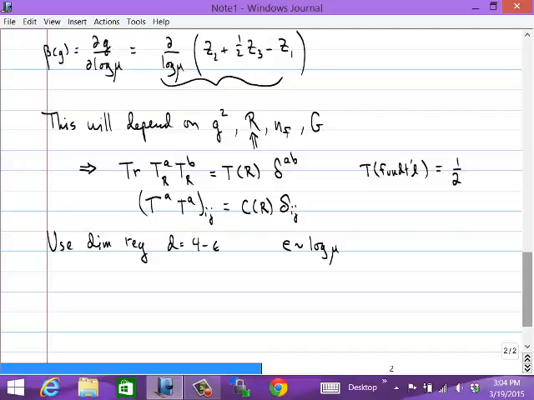Okay, so let's just go through one of these calculations in a little bit more detail and remind ourselves of how it works. So let's focus on Z2. That's the easiest one. That's the wave function renormalization of the fermions. So how do we go about computing a fermion propagator, or the fermion wave function renormalization?